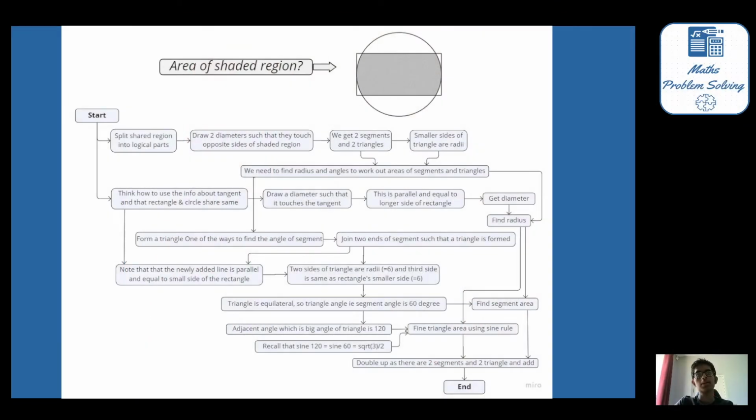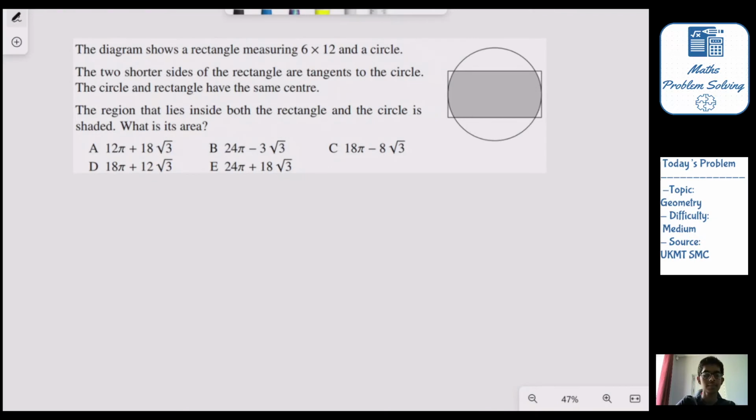Today we're going to be looking at a geometry question from an SMC. So here's just the flowchart which briefly maps out what we're going to be doing. We're asked to find out the area of the shaded region. So we basically need to split this into two logical parts and work out the area of them individually, and use a bit of the information which the question gave. And yeah, a bit of trigonometry as well. We'll touch on this in more depth towards the end. Let's get into the question.